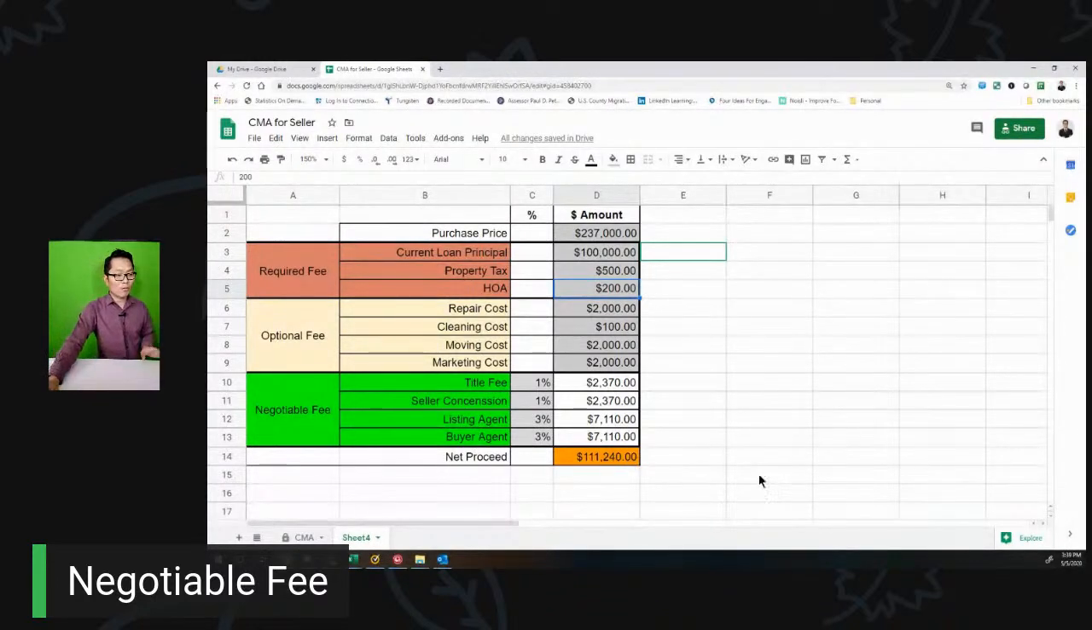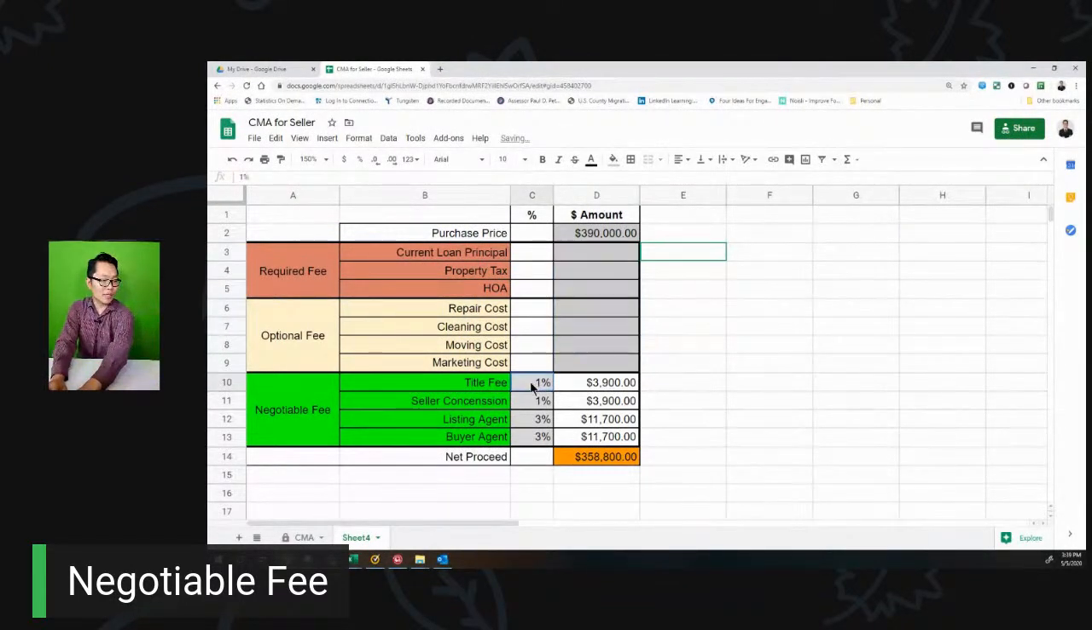Next, I'm going to go over a real life example of one of the properties I helped sell. For security purposes, I'm not going to disclose the address, but I'm going to tell you the numbers right now. For example, we have a contract of $390,000. $390,000 is the purchase contract. You don't have to have these here.